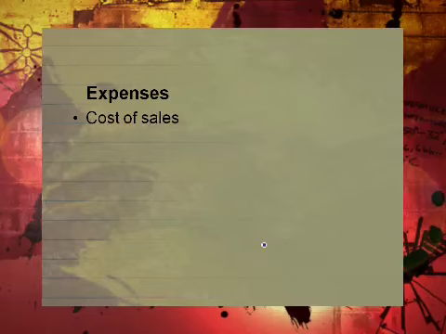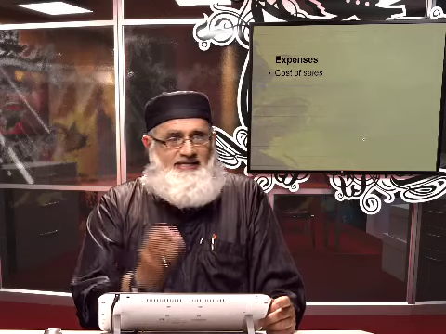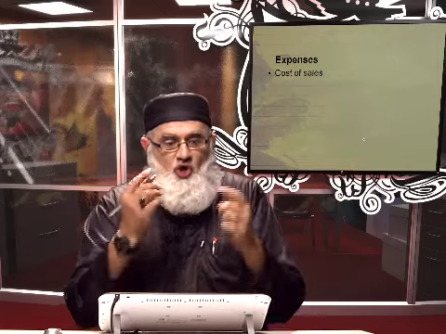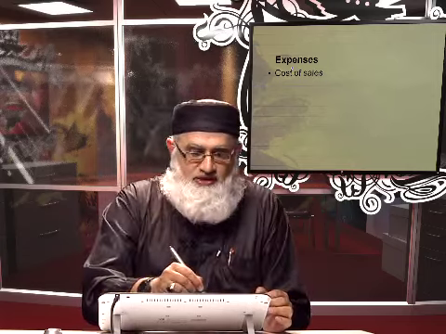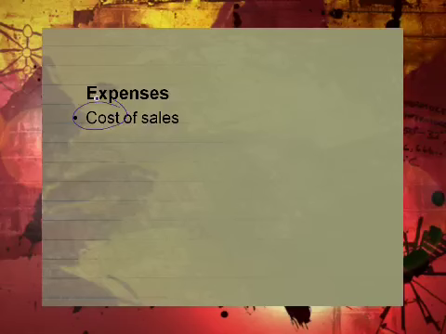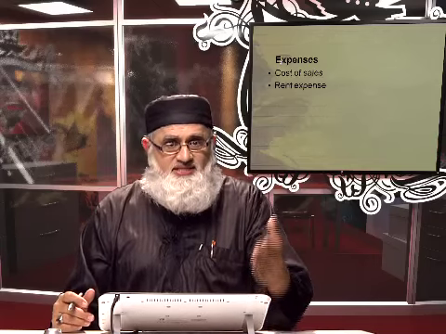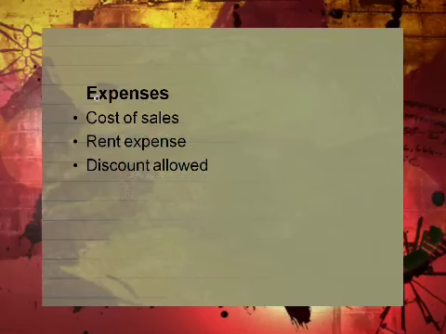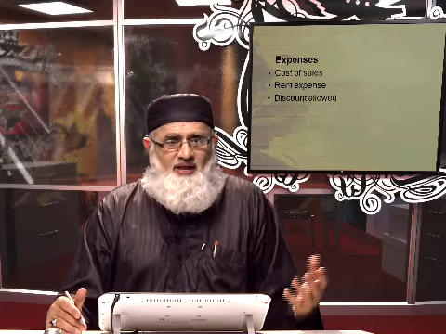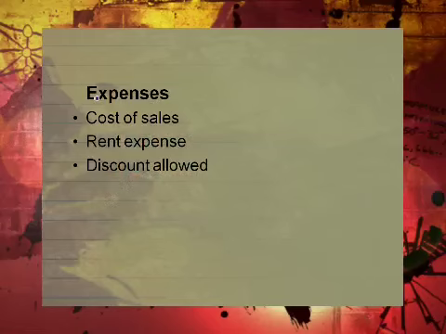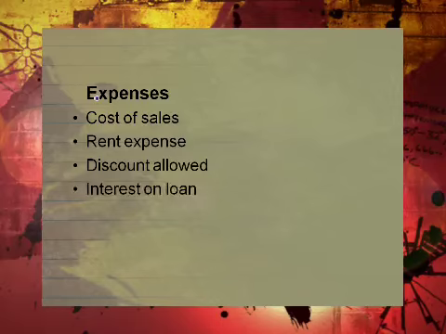Cost of sales. Yes, the goods that you are selling definitely did not fall from the skies. You had to buy it, and that was the cost of your sale. Clearly you can see an expense, okay? Rent expense, you may not have your own property, you may be renting premises, you have rent expense. Discount allowed, just as you are transacting with creditors, you are transacting with debtors as well. And if we are allowing a discount to our debtors, it's an expense to us, discount allowed. Like discount received was an income to us.